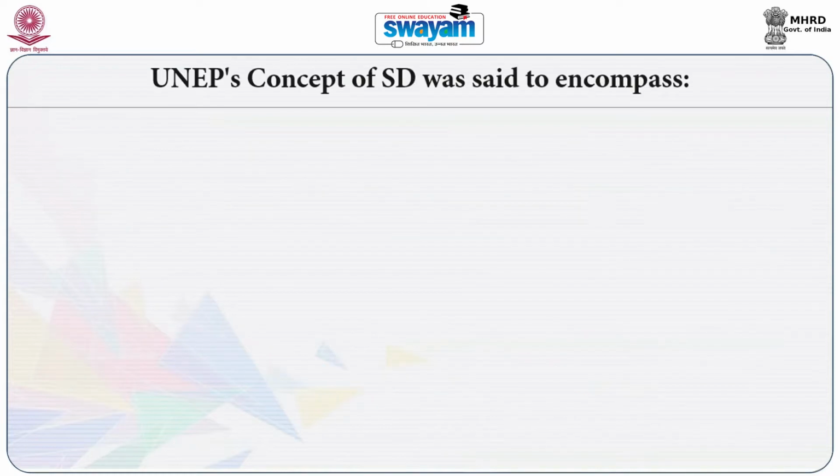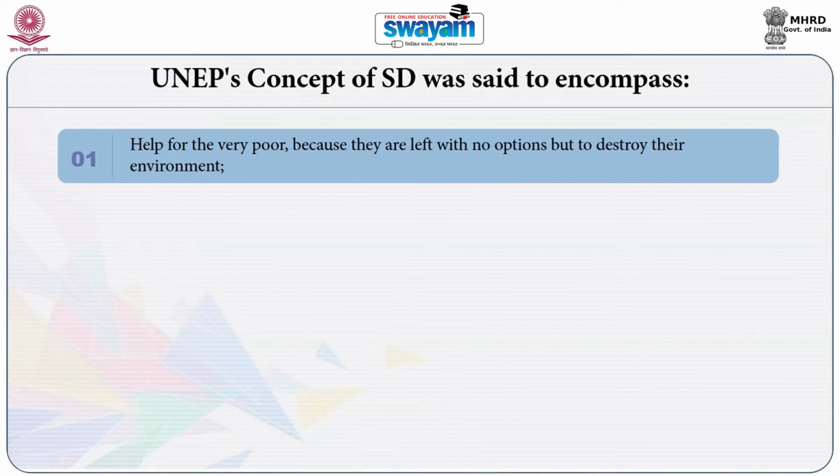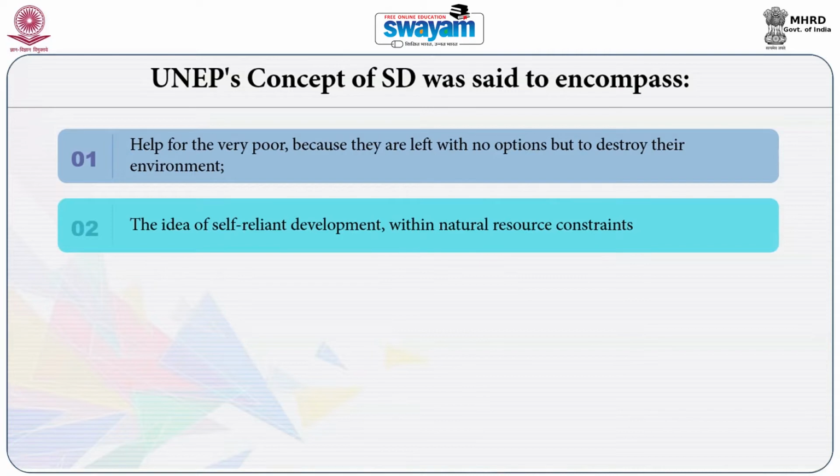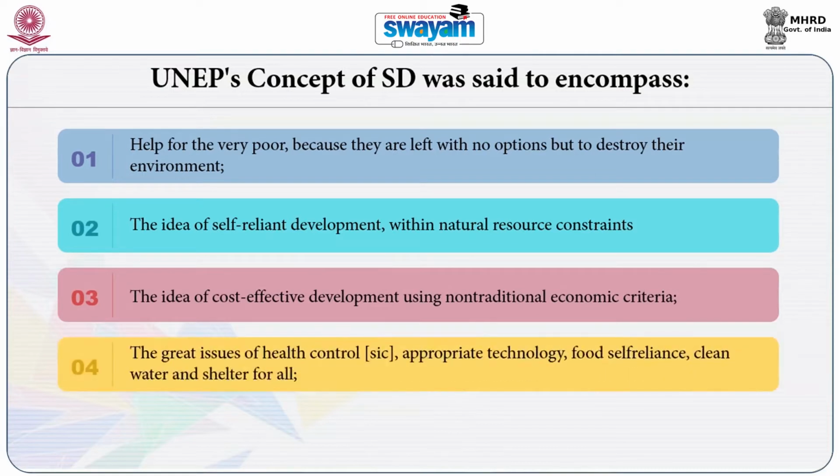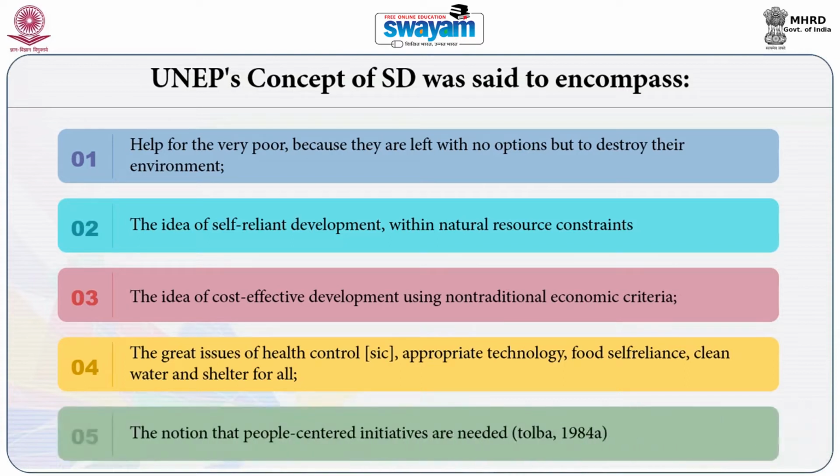Hence, the UNEP concept of sustainable development has certain characteristics. One, it talks of the idea of poverty, and this relationship you will understand in more detail when we go to the module on sustainable development. Two, it talks of the idea of self-reliant development. It talks of the idea of a cost-effective development. It talks of the idea of looking at health. It basically brings in the concerns for the ecosystem within this broader understanding of what development means.